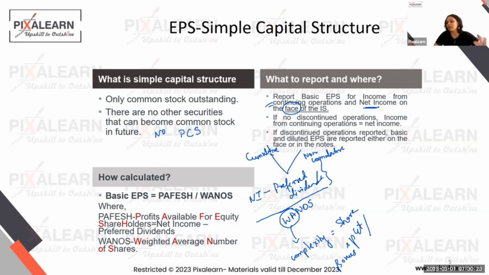This is something that we'll crack. For preferred dividends, cumulative and non-cumulative, what happens? And for the weighted average number of shares, what happens in case there's a stock split or a stock dividend? So we'll talk about those four complexities.